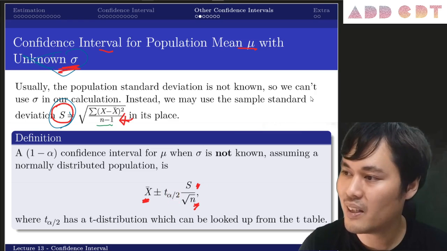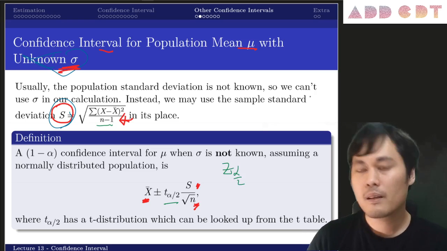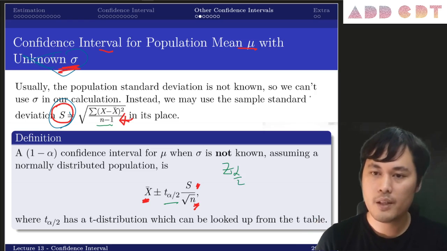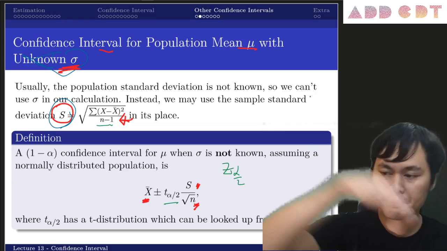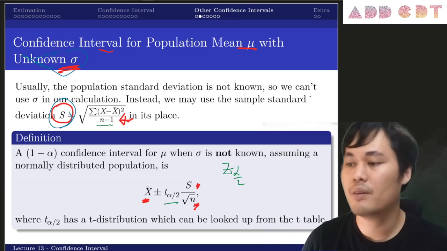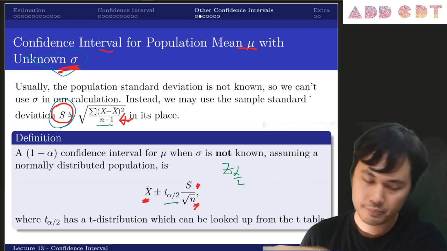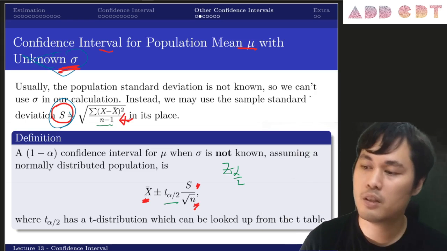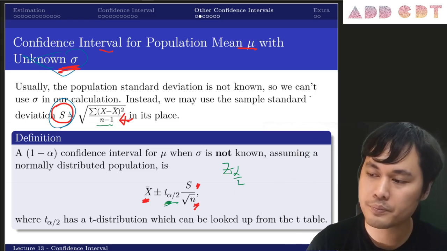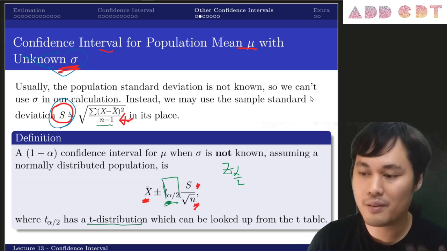Last time we had z, right? We have z because we know that the distribution is going to be normal. It's going to be the nice one. Here it's not nice because we don't know sigma, so we cannot construct the whole normal distribution. So we have to use a different distribution, T, which is called, of course, the T distribution.